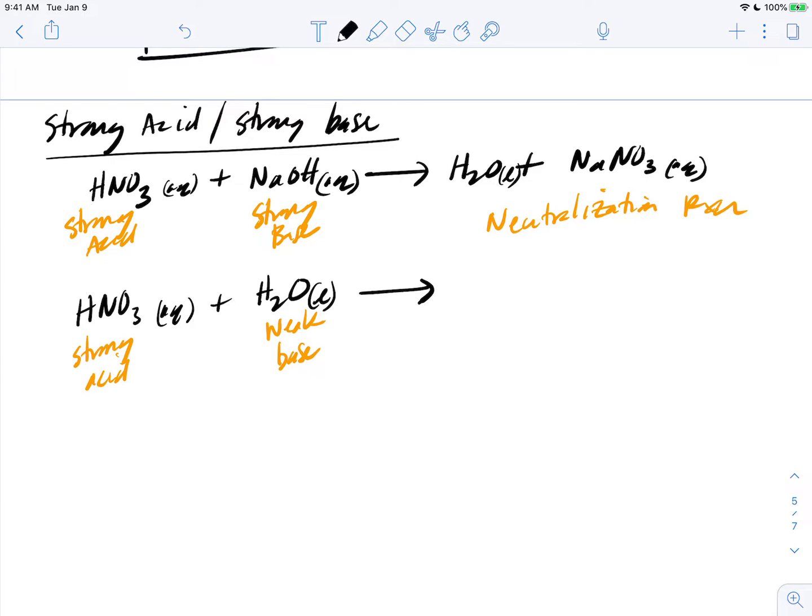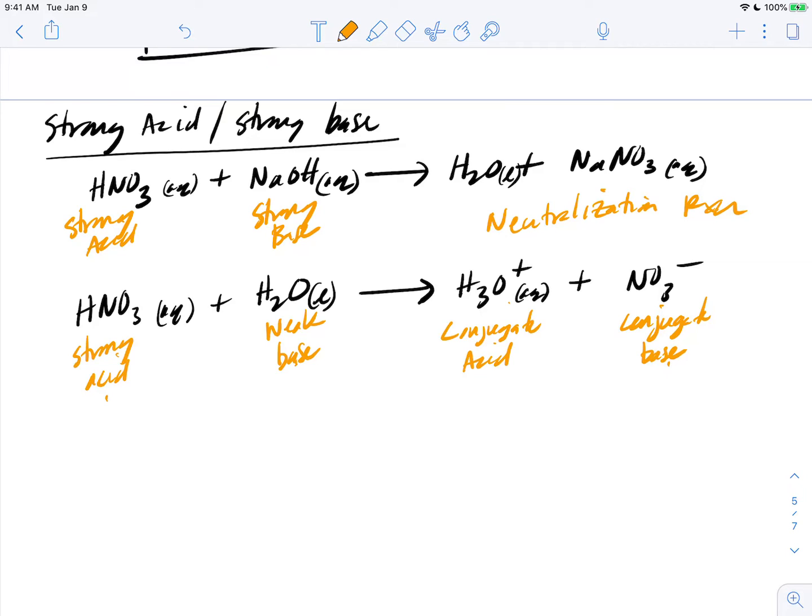What will happen is that this acid is so strong that it will dissociate completely in water. So basically, the reaction I've done is the definition of a strong acid in that it dissolves to form H3O plus aqueous plus NO3 minus, where again, this is the conjugate acid and the conjugate base. Okay, so acid becomes conjugate base, base becomes conjugate acid.